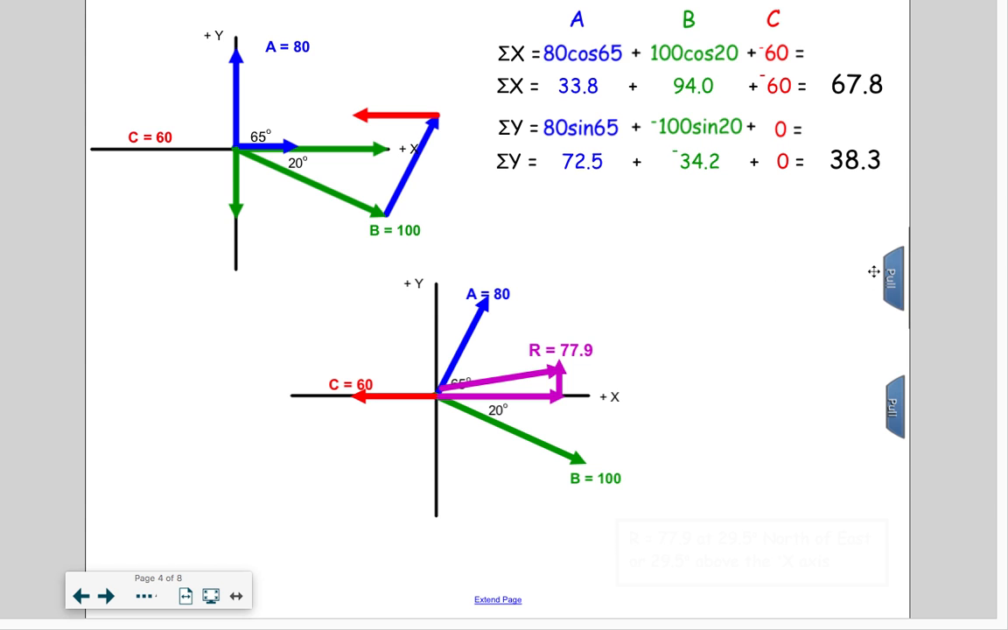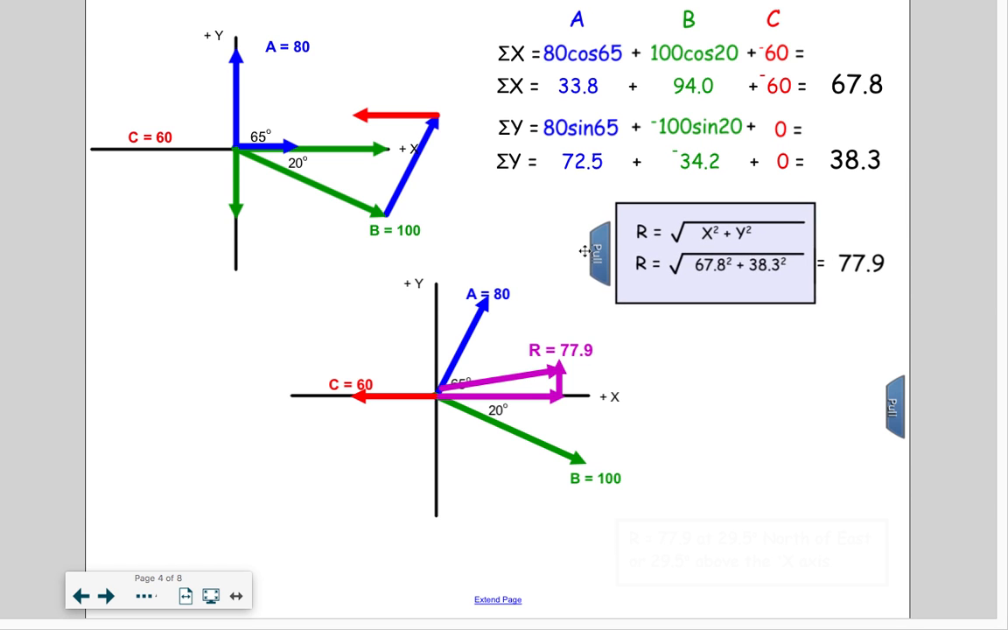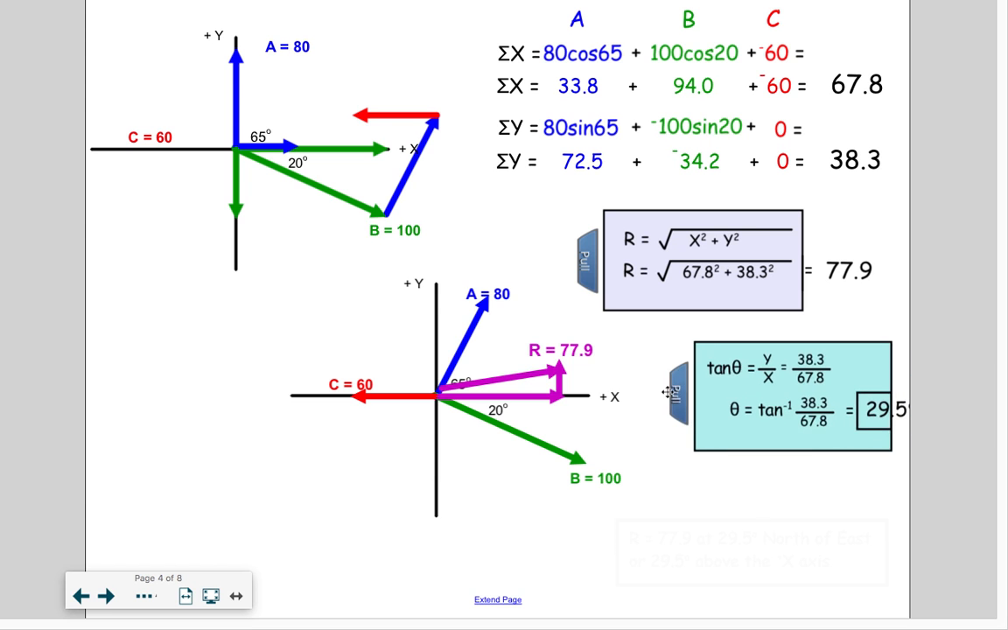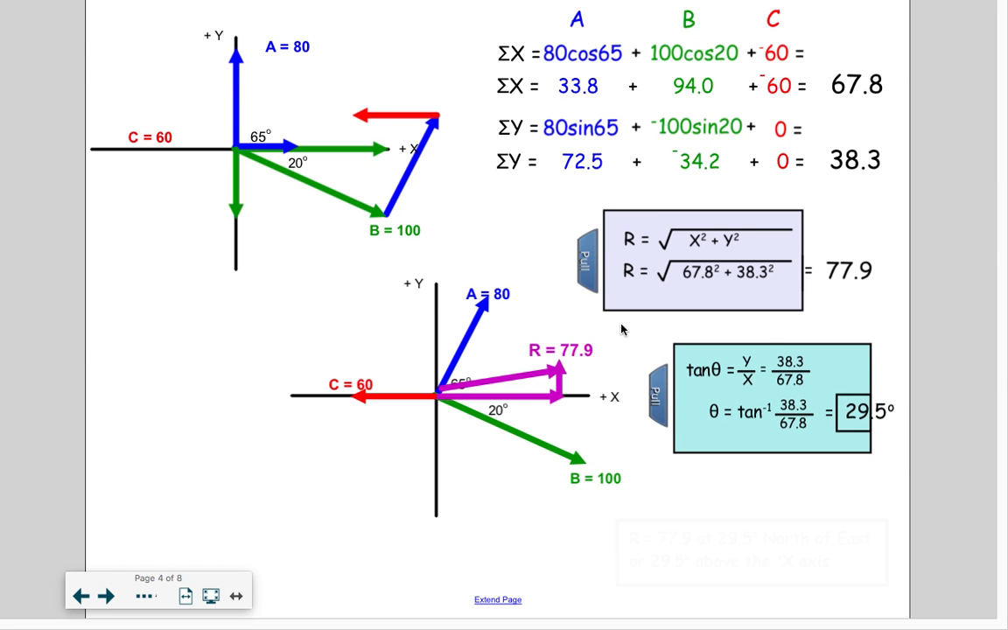So ultimately, here's your math. If I was doing Pythagorean theorem, I would take this x value, being the 67.8, and the y value, being that 38.3, and take the square root of the squares. This is Pythagorean theorem already solved for c. So this is like c equals the square root of a squared plus b squared. And then to find the angle, here's the tangent. So I would take tangent theta equals the opposite over the adjacent.